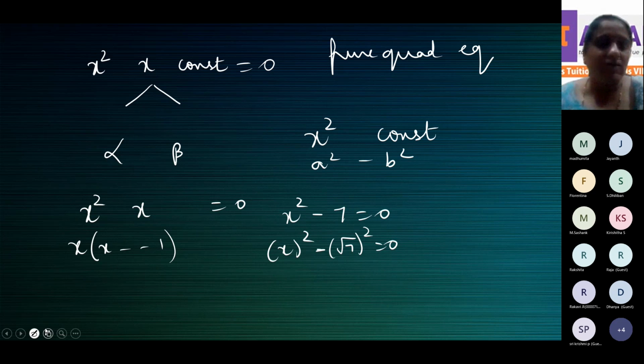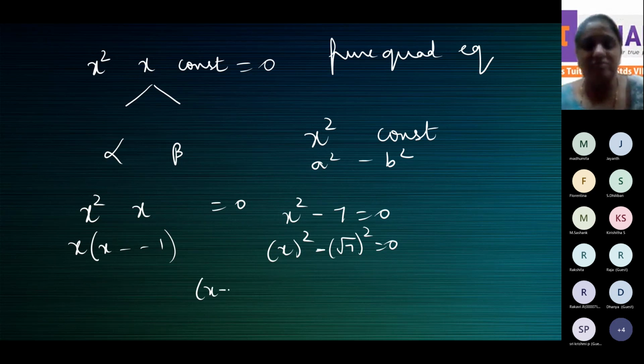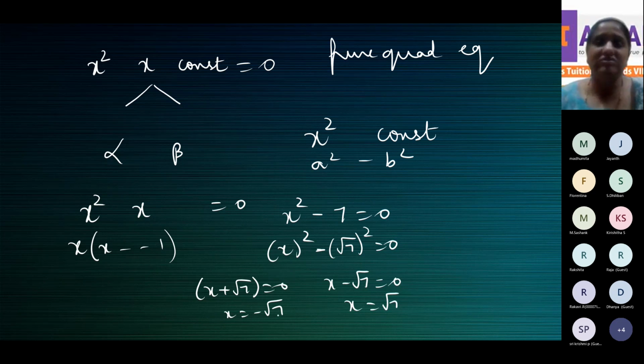So you must remember how to factorize, and then you'll have to equate each factor to 0. So x plus root 7 is equal to 0, so x is equal to minus root 7. Similarly, x minus root 7 is equal to 0, x is equal to plus root 7. So these are the two zeros, alpha and beta.